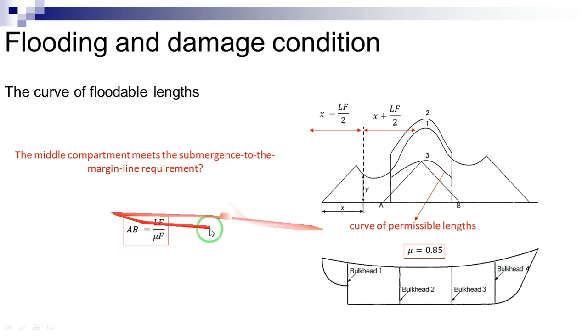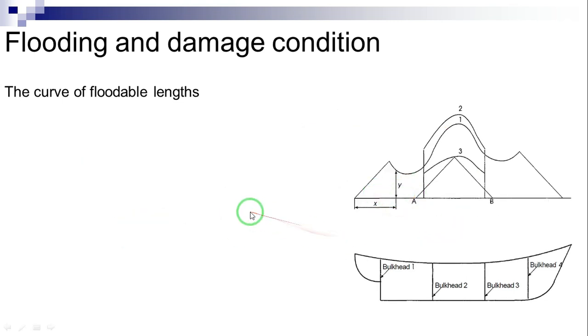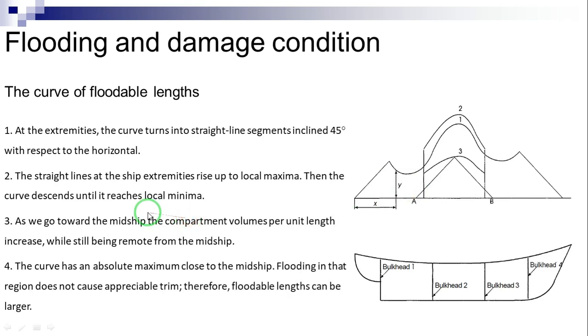Based on this figure, we can identify the properties common to all curves of floodable length and give more insight into the flooding process. 1. At the extremities, the curve turns into straight line segments inclined 45 degrees with respect to the horizontal. Let us choose any point of the curve in that region, drawing from it lines at 45 degrees, that is descending along the first or the last curved segment. We reach the extremities of the ship. These are indeed the limits of the floodable compartments at the ship extremities because there is no vessel beyond them.